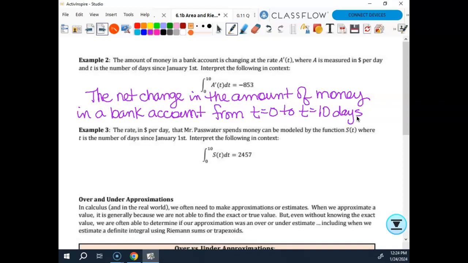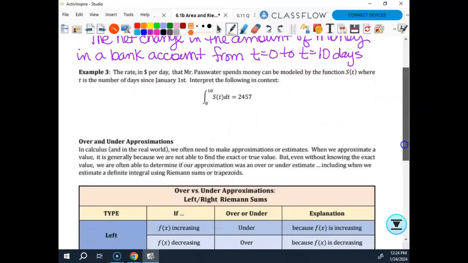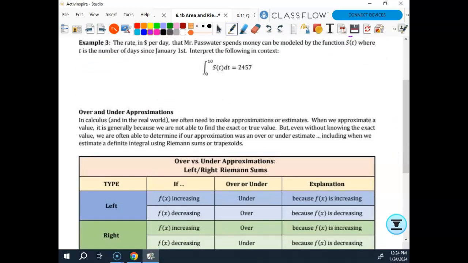All right, so then the next one, the rate in dollars per day that Mr. Passwater spends money can be modeled by this function S of T, where T is the number of days since January 1st. Interpret the following in context. Okay, if we're just looking at what he's spending, are we adding and subtracting? No, we're technically just either subtracting or adding, however you want to look at it, but it's just one or the other. So it's not the net change, it is the total.